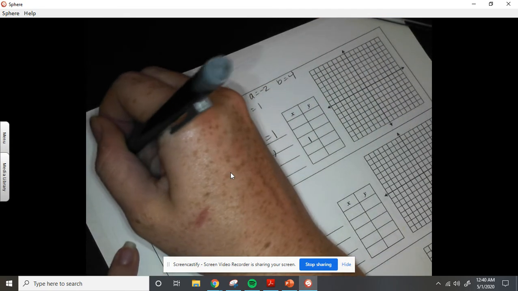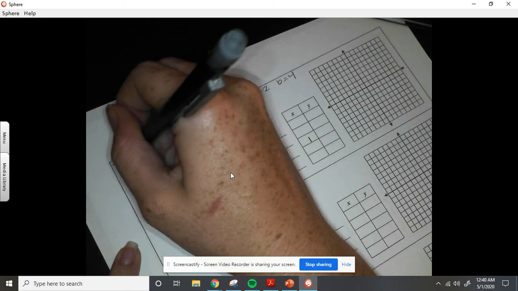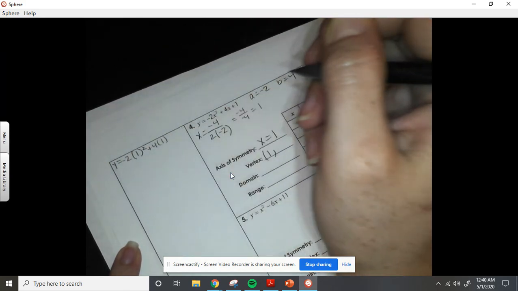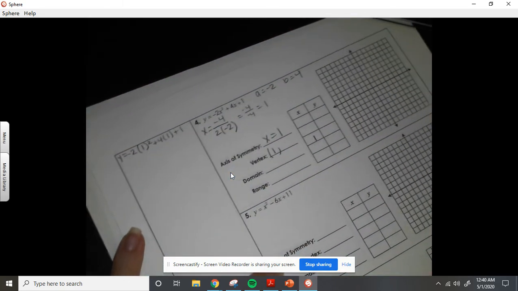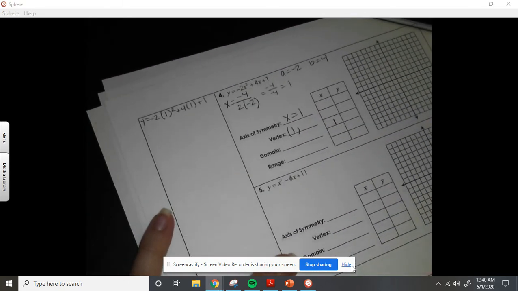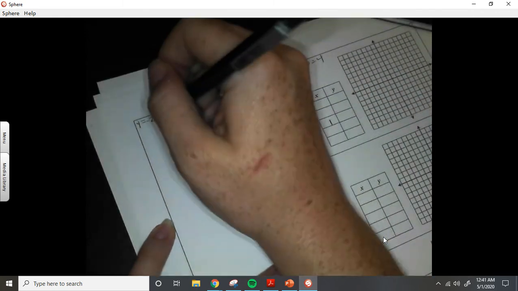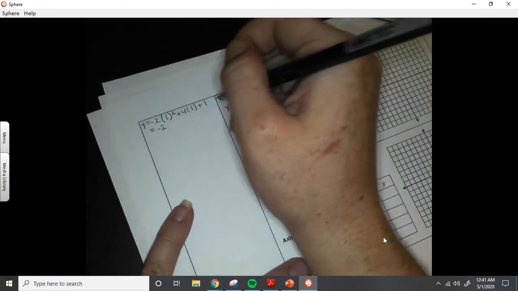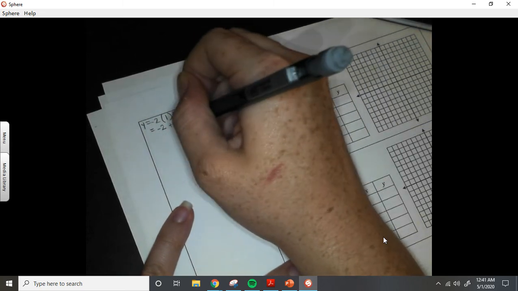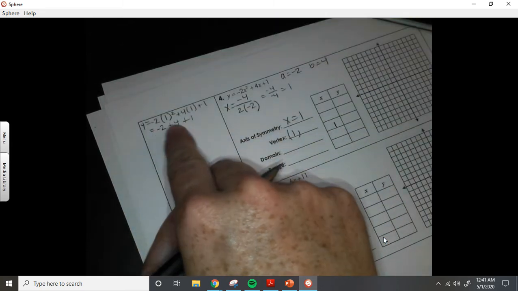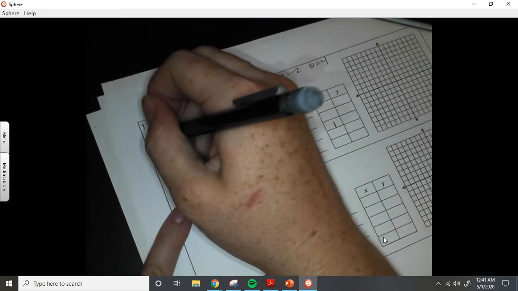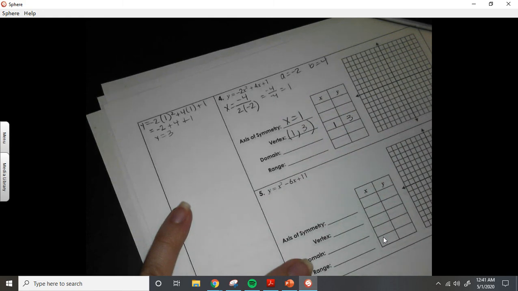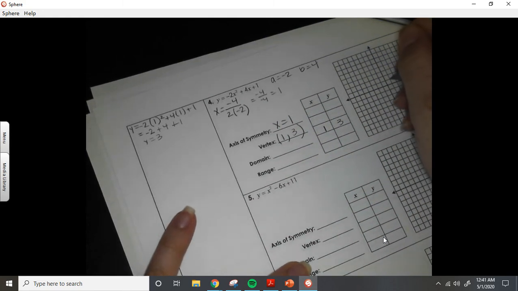So y is equal to -2 times 1 squared plus 4 times 1 plus 1. Let's see if I can actually do math this time. So 1 times negative 2 is negative 2 plus 4 plus 1. So negative 2 plus 4 is 2. 2 plus 1 is 3. Okay, so 1, 1, 2, 3.